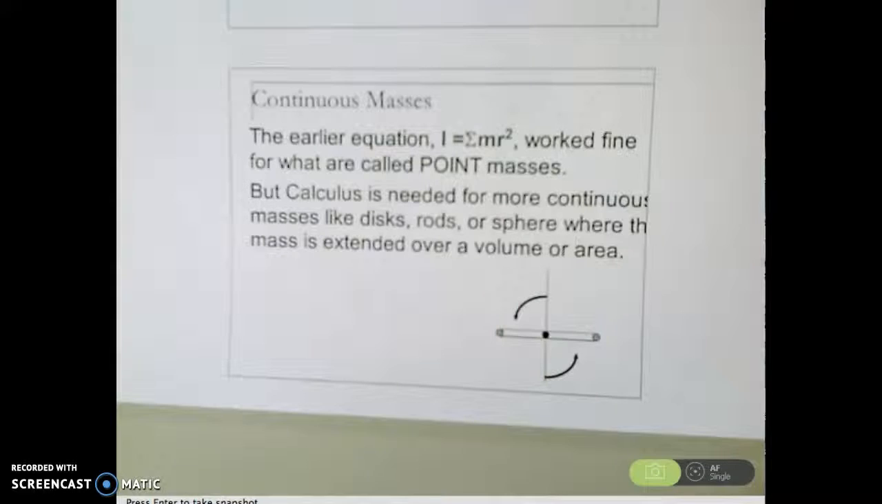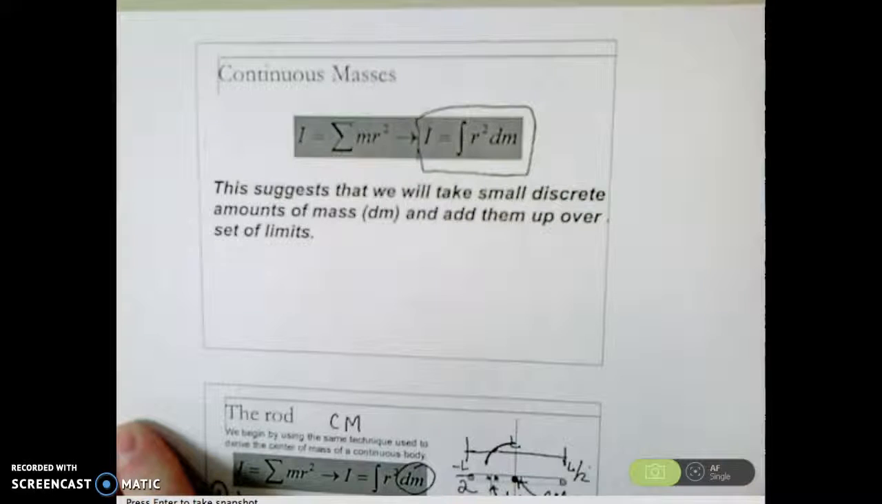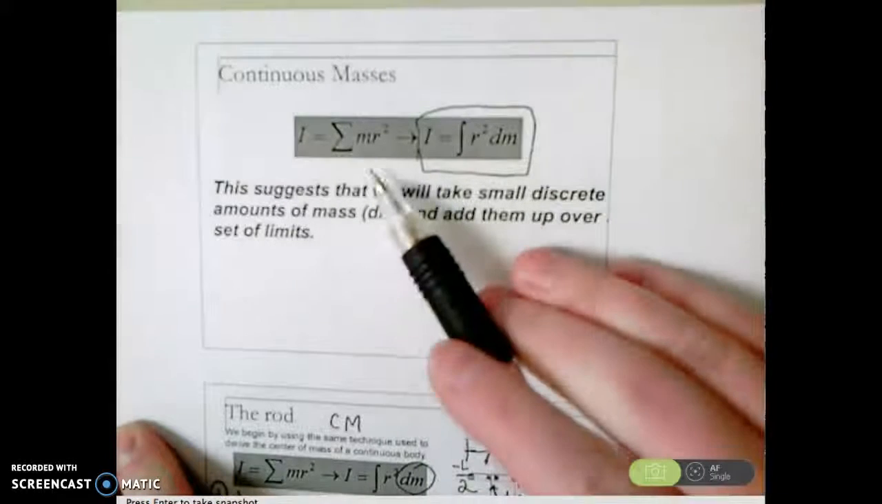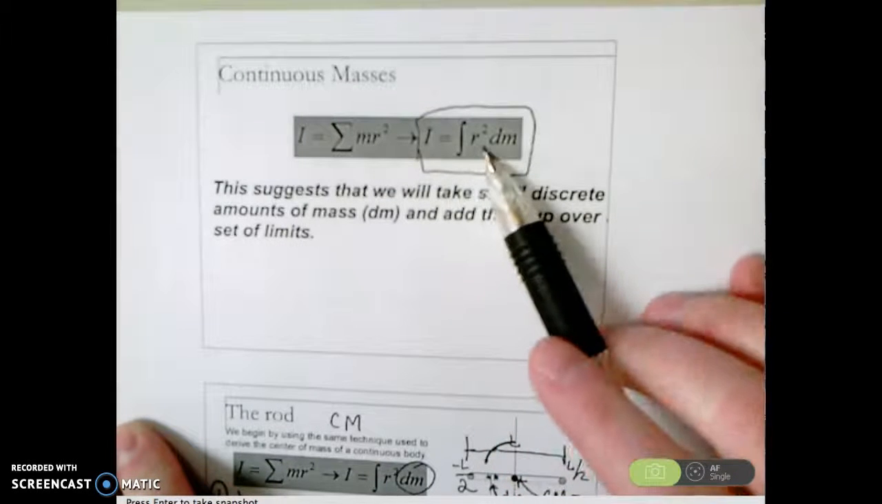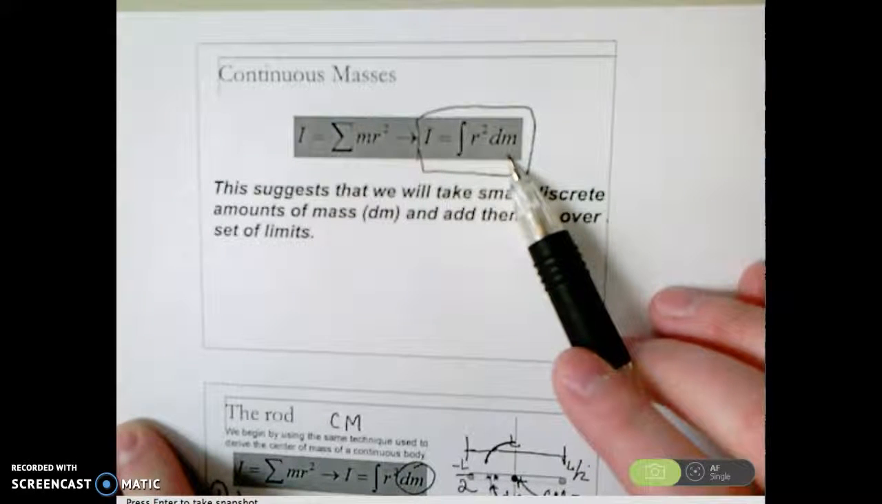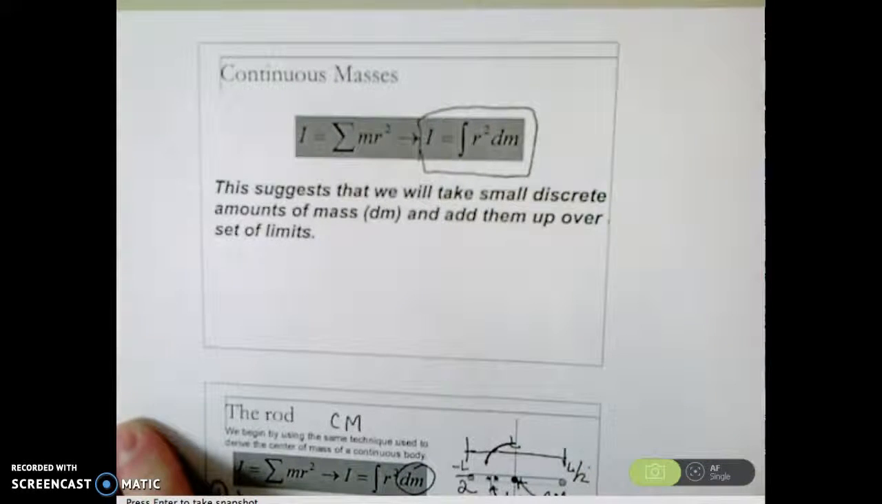Now this equation, the summation of mass times the radius or distance squared, works pretty well with what we call point masses, so that's what we've been looking at, specific points at specific locations. But we're going to need to use calculus for more continuous masses, like disks, rods, and spheres, when the mass is extended over a volume or over an area. So anytime you have a mass distribution like this, instead of setting it up as a summation, we're going to set it up as an integral, where we integrate over r squared with respect to the mass. So we care about where the masses are located. We're going to look at what are called discrete amounts of mass, or dm, and add them up over a set of limits.